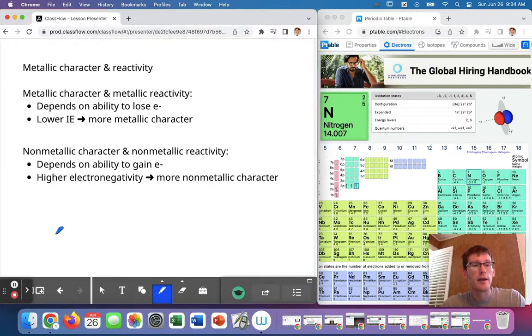On the other hand, nonmetallic character and nonmetallic reactivity depends on an atom's ability to gain electrons. So if an atom has a higher electronegativity, it has more nonmetallic character and it has more nonmetallic reactivity. So if you're ever making some comparisons and you're asked about metallic character or reactivity or nonmetallic character or reactivity, you need to go to either ionization energy or electronegativity and use that as the core of your explanation.